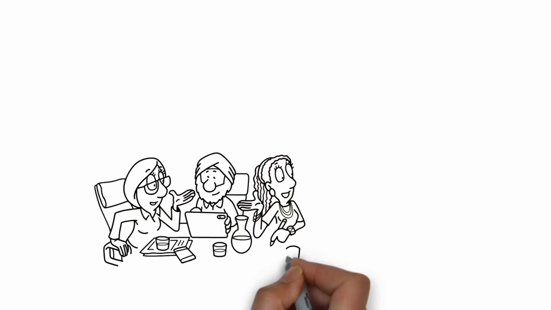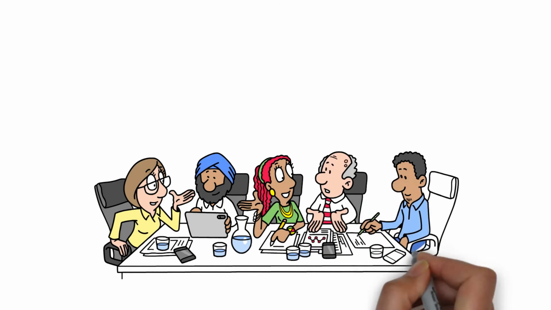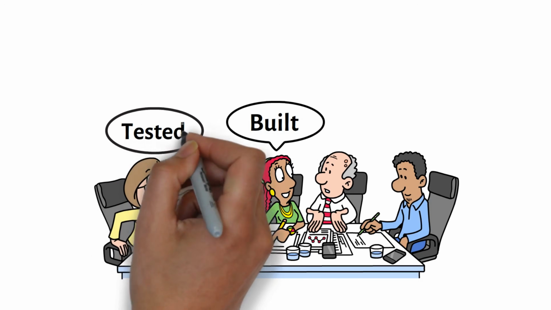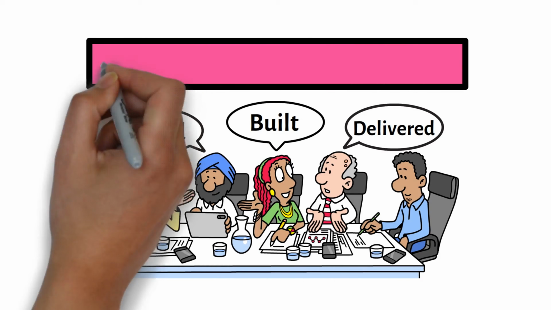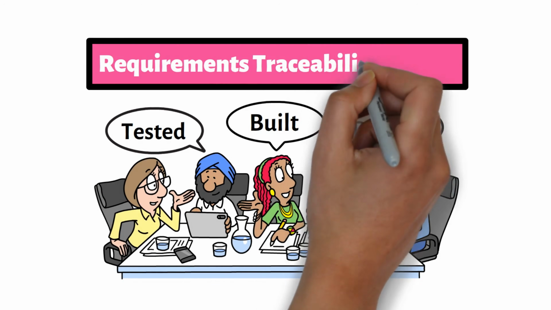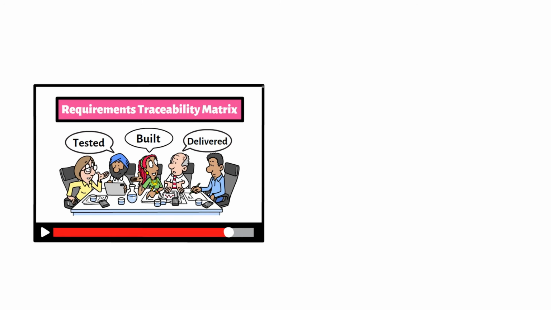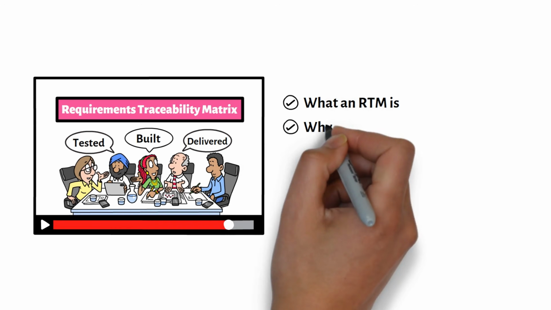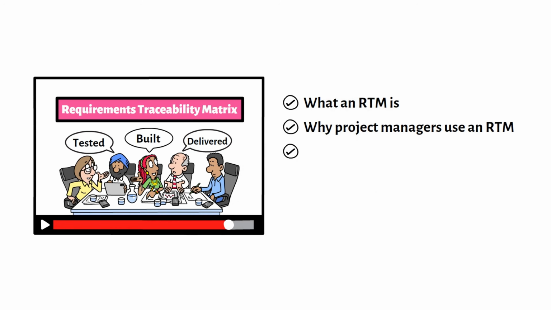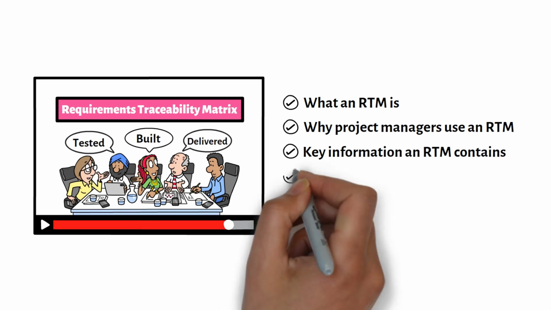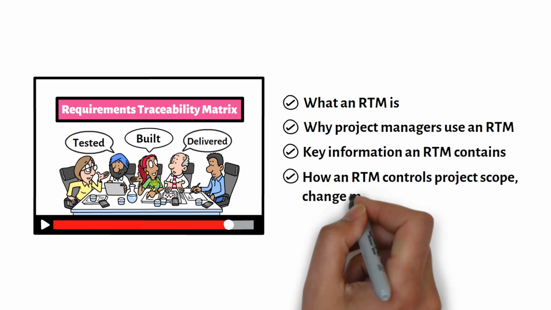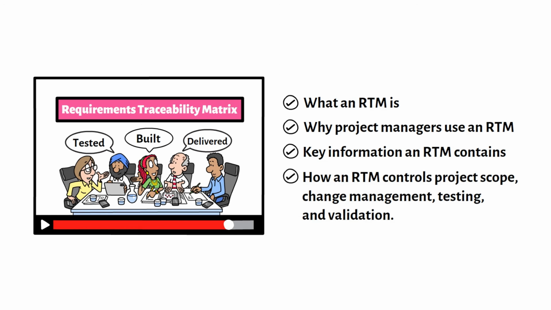Have you ever wondered how a project team proves that every approved requirement was actually built, tested, and delivered? That's exactly what a Requirements Traceability Matrix, or RTM, is designed to do. In this video, we'll learn what an RTM is, why project managers use it, what information it typically contains, and how it helps control scope, change management, testing, and validation.